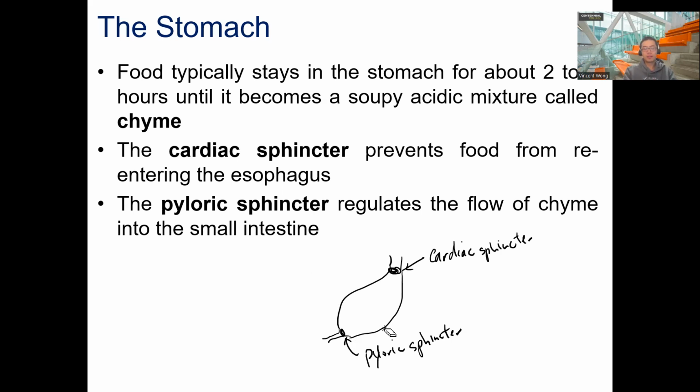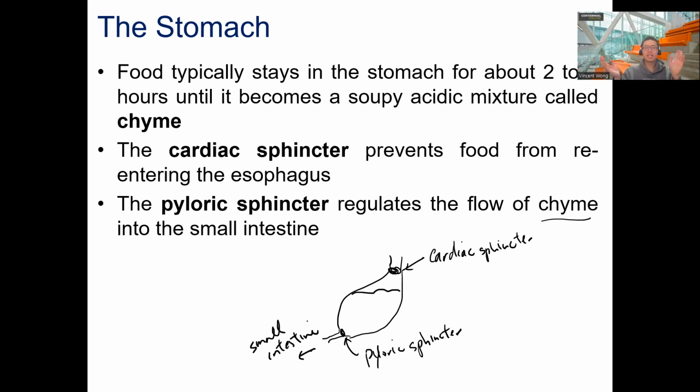The pyloric sphincter will regulate the flow of chyme into the small intestine. This goes to the small intestine next, right? Small intestine. And what is chyme? Well, you have all this stomach acid, which we'll talk about later, but the food is going to go into it. All that mixing and turning will help digest the food.